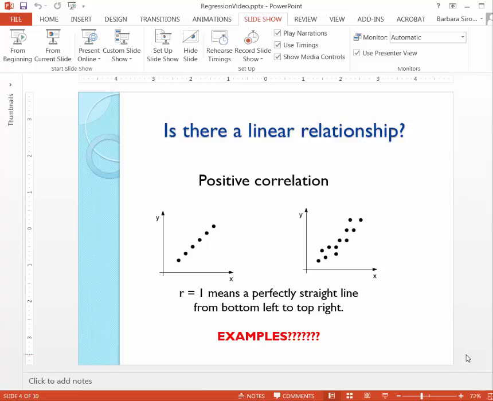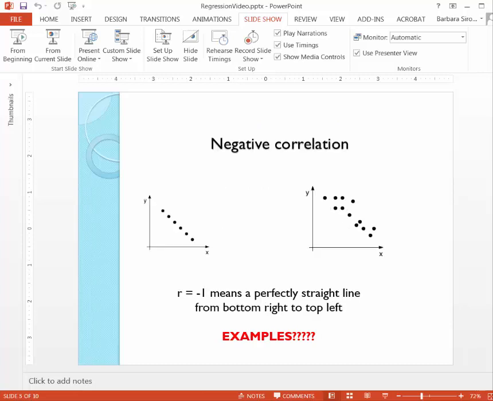Some examples: the more time you study, the higher your exam score will be. Subtle hint, what can I tell you? Of course, not everything is a positive correlation. We could have negative correlation, and that means as x goes up, y goes down. Again, if the points are perfectly on a line, the r is going to be -1, but that never really happens. In real life, there'll be a spread of points that look kind of like this.